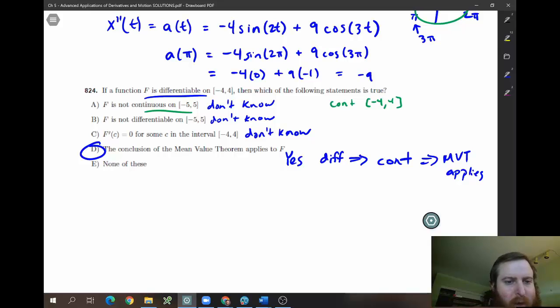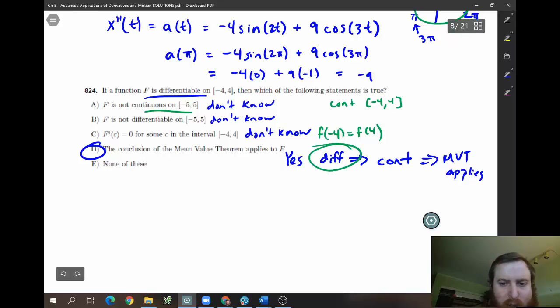C says f prime of c has to be 0 for some interval. That's Rolle's theorem. We don't really know that. The only way we would know that is if we knew that f of negative 4 was equal to f of positive 4, then C would have been true. Or if we knew it had a horizontal tangent somewhere. And then D says the conclusion of the mean value theorem applies to f. Well, yes, because if a function is differentiable, then it's continuous and the mean value theorem applies.